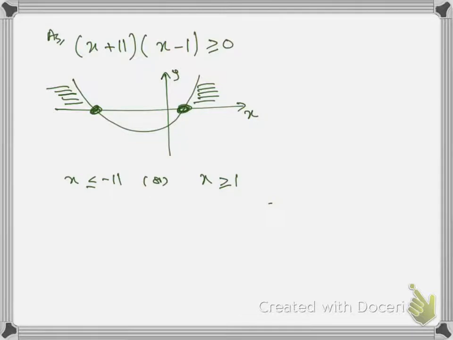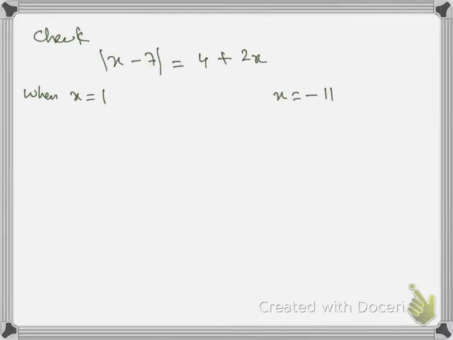Now we have to check our answers with the original equation. For that, we have to remove all the sign of inequalities in the original equation and in the solution, as when x is 1, the solution will be minus 6. This will be 6 on the right side. So 6 is equal to 6. Therefore, x equals 1 is the right solution.